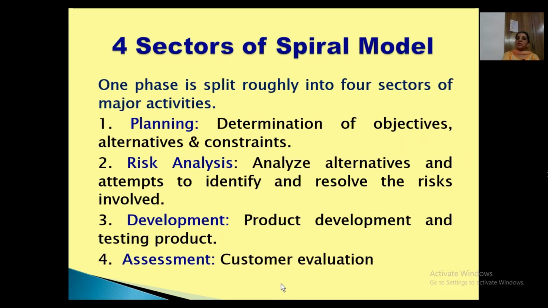Now 4 sectors of the spiral model. First is planning, second is risk analysis, third is development, fourth is assessment. These are the 4 quadrants jobs which are segregated here, as we have seen in the simplified view.